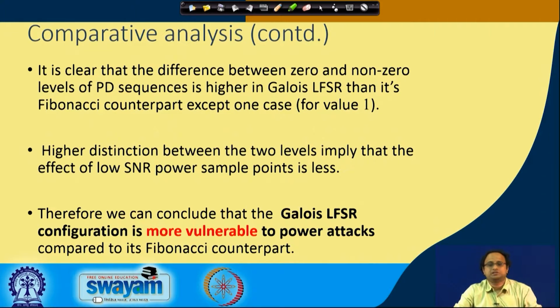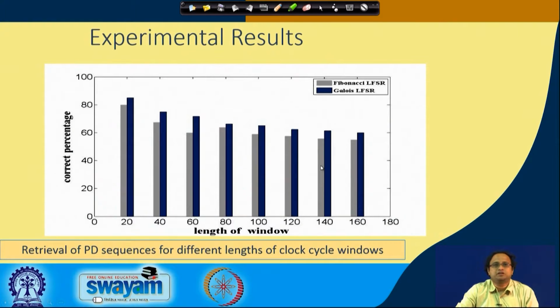Whereas if you have large differences possible, as in the case of the Galois LFSRs, then the effect of noise will be less. So we can conclude that the Galois LFSR configuration is more vulnerable to power attacks compared to the Fibonacci counterpart. You can also experimentally observe this.